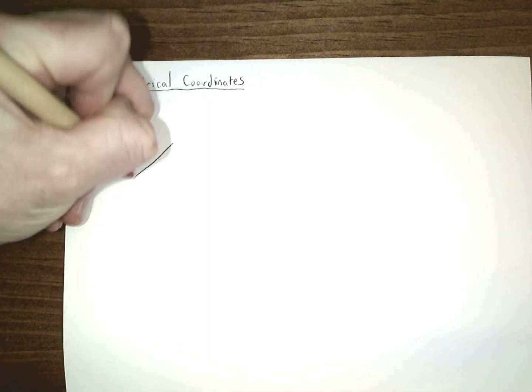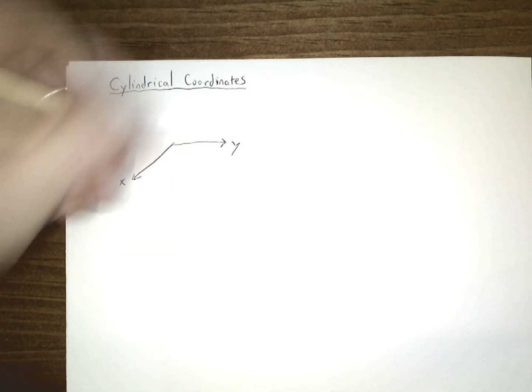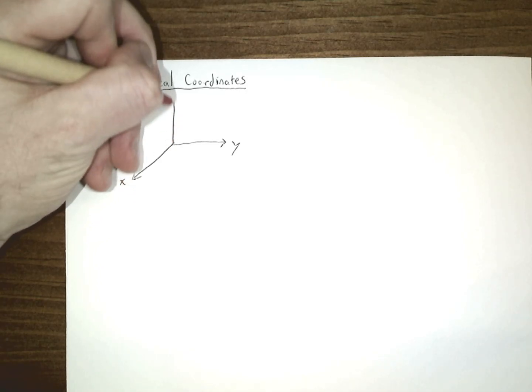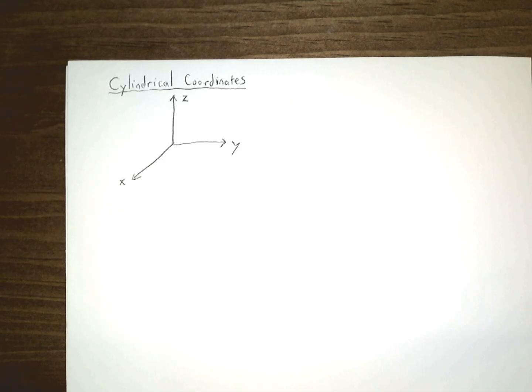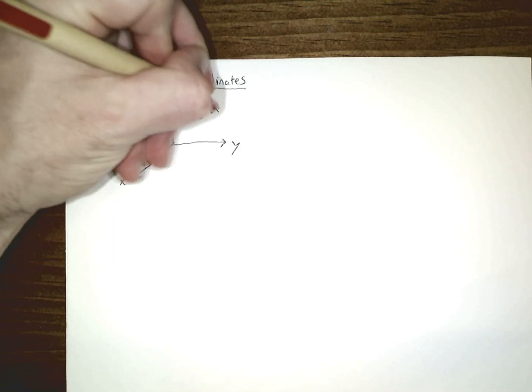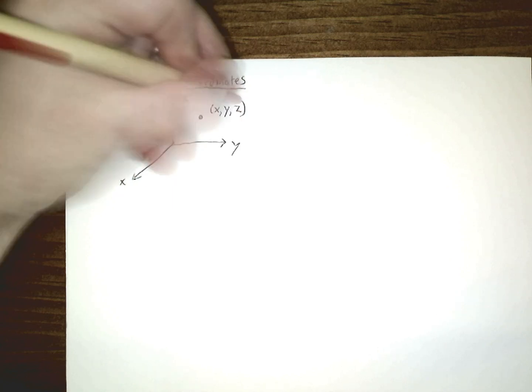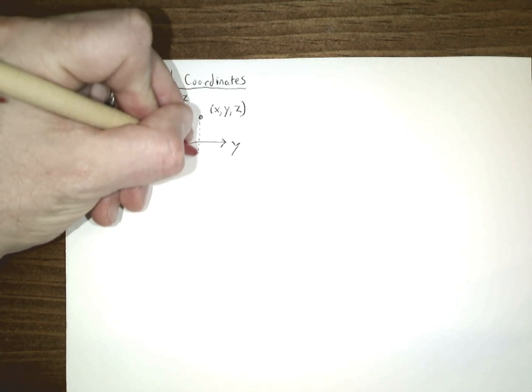If we take our original x and y axes that lived in the plane, we can now extend into the 3rd dimension, our z-axis, which points up like this. We can now describe points in space as an ordered triplet: X, Y, and Z. The x-coordinate tells us kind of how far over we've gone on the x-axis.